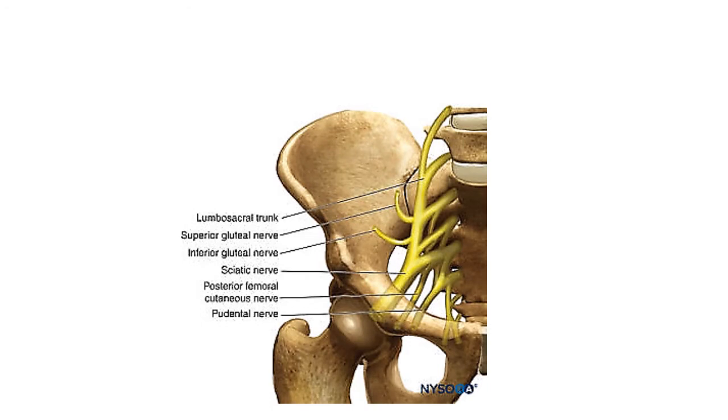The sciatic nerve is the largest peripheral nerve in the body and measures more than 1 centimeter in width at its origin. It exits the pelvis through the greater sciatic notch below the piriformis muscle, then descends between the greater trochanter of the femur and the ischial tuberosity.